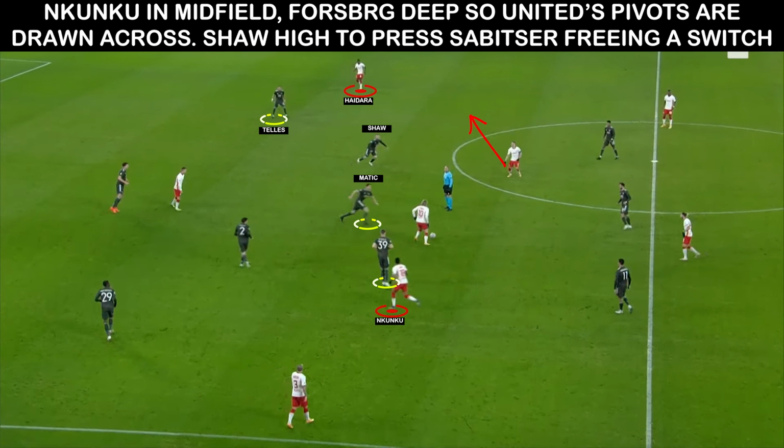Again, the ball is on the left and McTominay is drawn to Nkunku and Forsberg has dropped to draw Matic. So, Shaw has pushed up from left centre-back to confront Sabitzer, who's in the pocket wide of the pivots, meaning that Tejes has to be more narrow than usual, freeing Haidara wide to receive the ball.